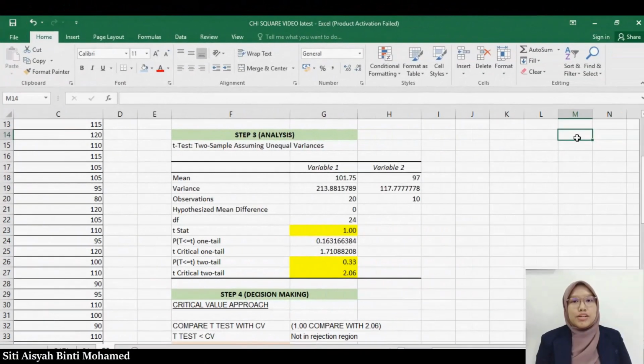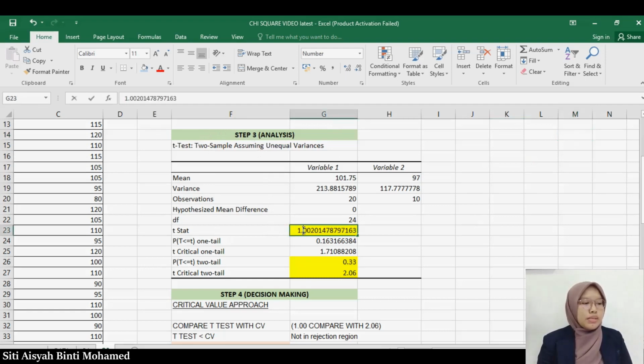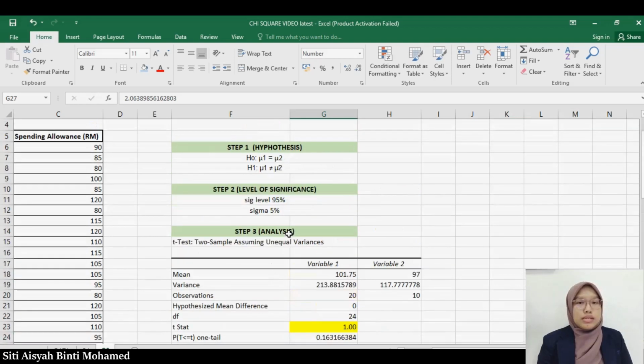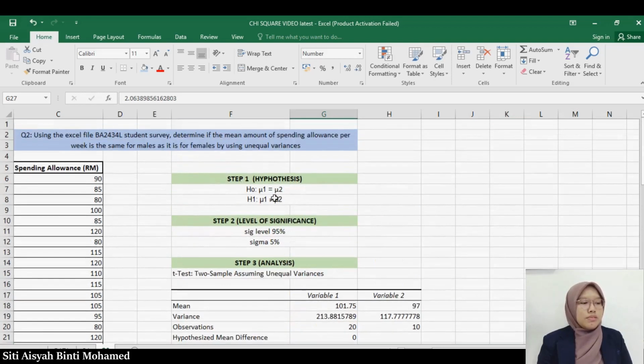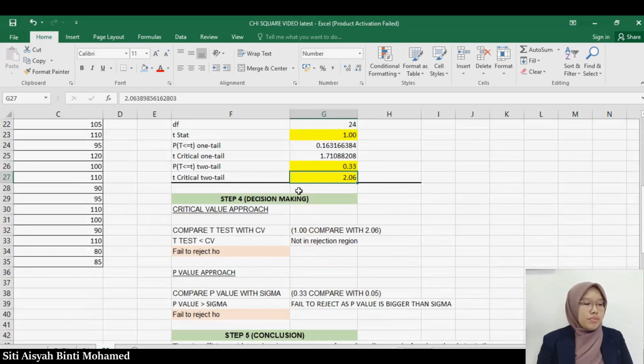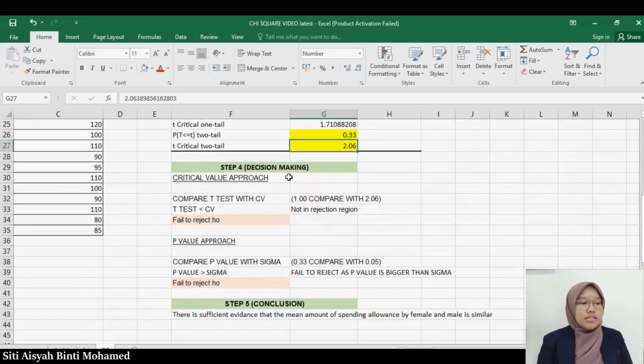Next, I will continue to explain the step 3 analysis. Here there are 3 values that will be used: the first is the t-stat, the second is the p-value two-tail, and the third is the critical value two-tail. The reason we choose two-tail is because our hypothesis uses equal, which means two-tail. And moving forward to step 4, decision making.